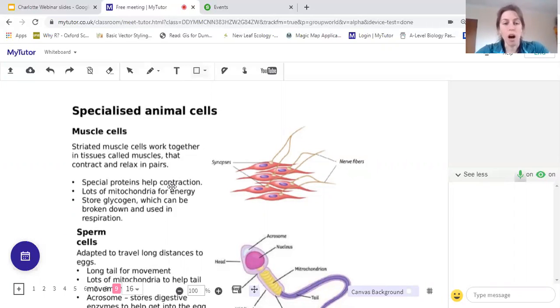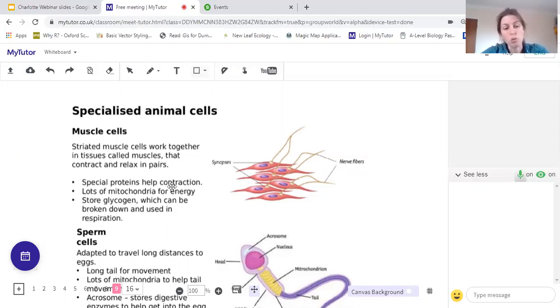Muscle cells are adapted to their function, or specialized, by having special proteins in them to help with the contraction. You'll learn more about that at a later date. They have lots of mitochondria for energy. So they're doing a lot of the hard work. They need lots of energy. They need to do lots of respiration to get that energy. So they need lots of mitochondria for respiration to take place.